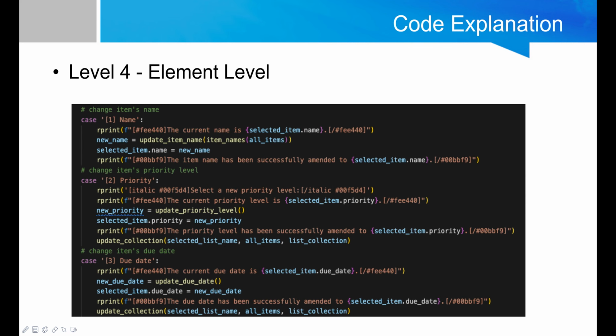If the user wants to edit the task's name, priority, and due date, the user needs to go to this level. If the user wants to change the task's name, the app will display the current name first and then ask the user to provide a valid new name and update it in the list collection.